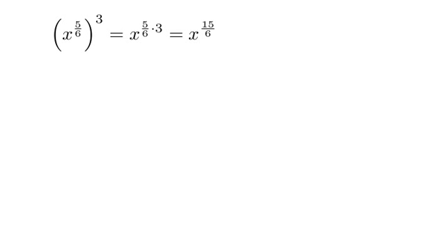And 15 over 6, you can reduce that. You can take a 3 out of each, and you'll have a 5 on top and a 2 on bottom. So you'll have x to the power of 5 halves. And this is the most simplified form of this particular problem. So that is as far as this goes, but let's do another example.